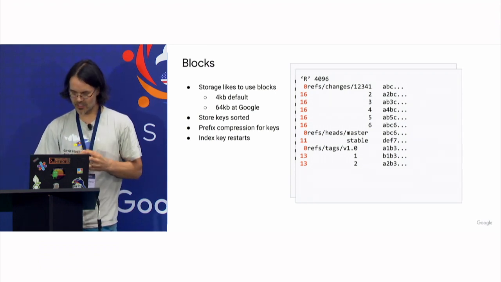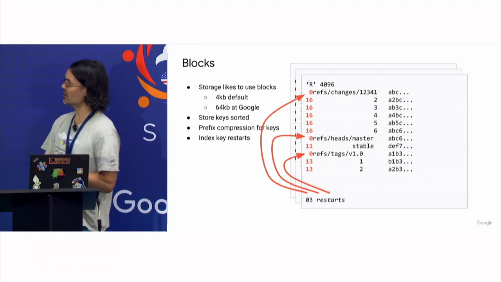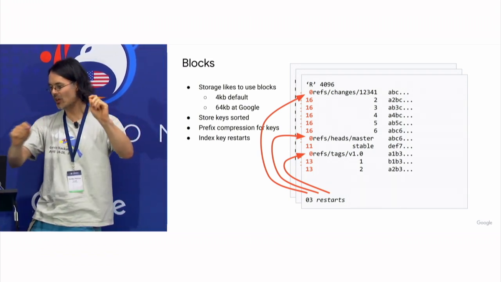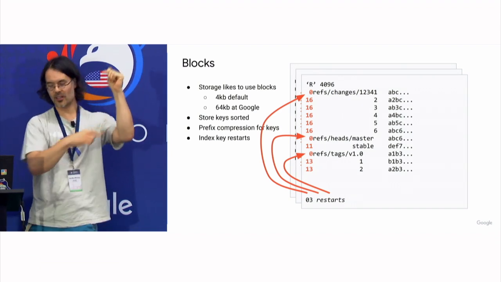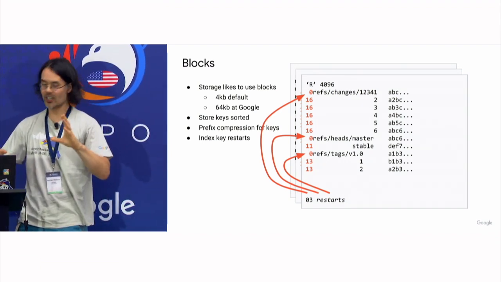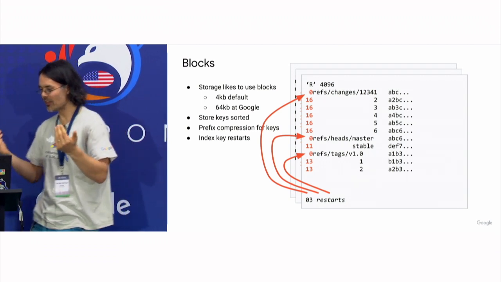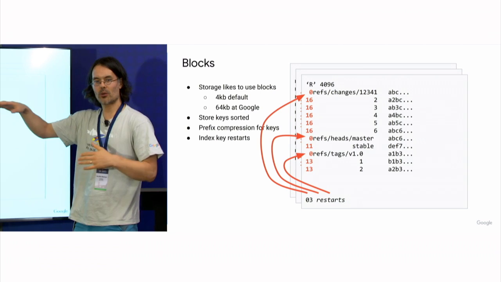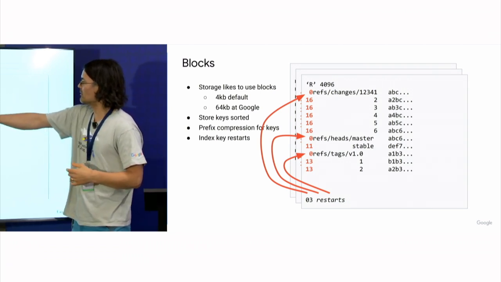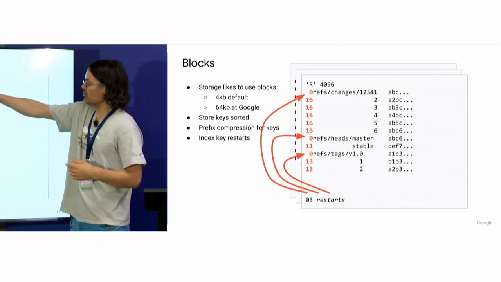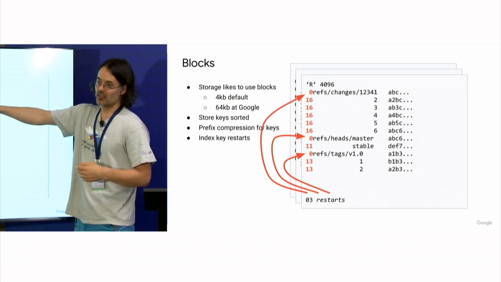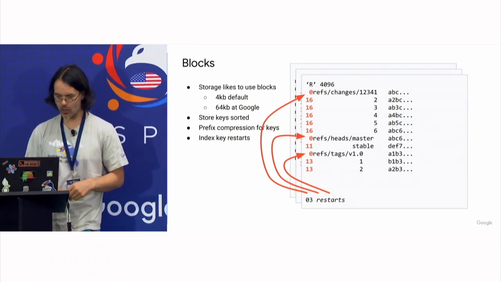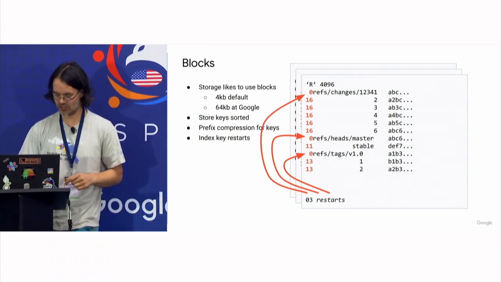And so we do that by storing restarts. Whenever we decide to store the full name, we mark within the block where that is, and then if we want to look for something, we first look for the full name that is kind of where we want to be. So let's say we want to find this one, we go here, and then we just walk forward until we find the ref that we need. Okay, so this is how we organize blocks.